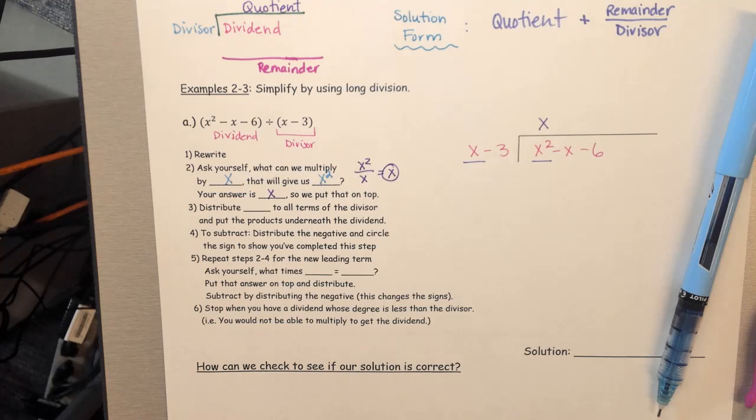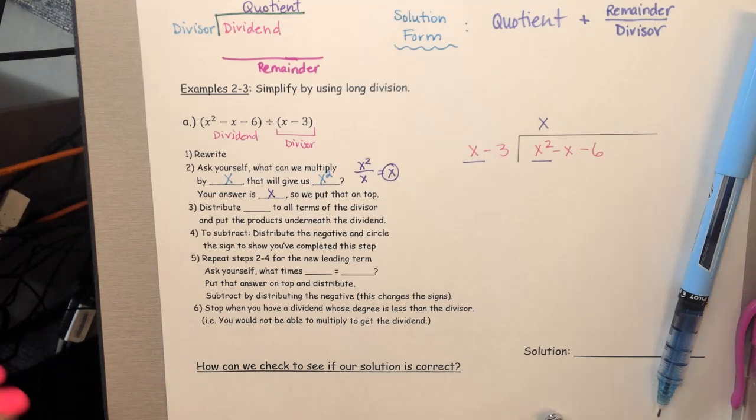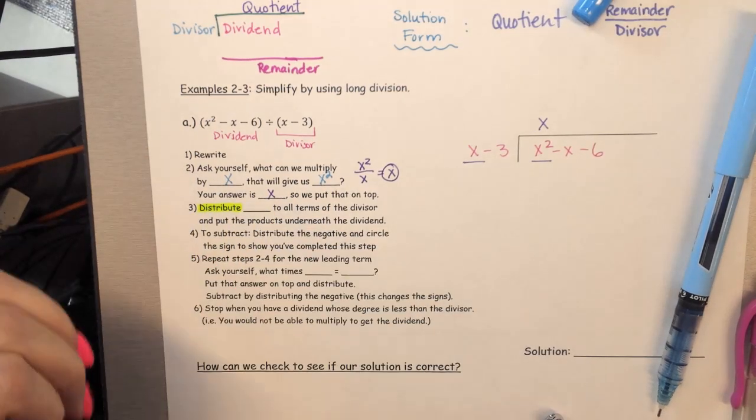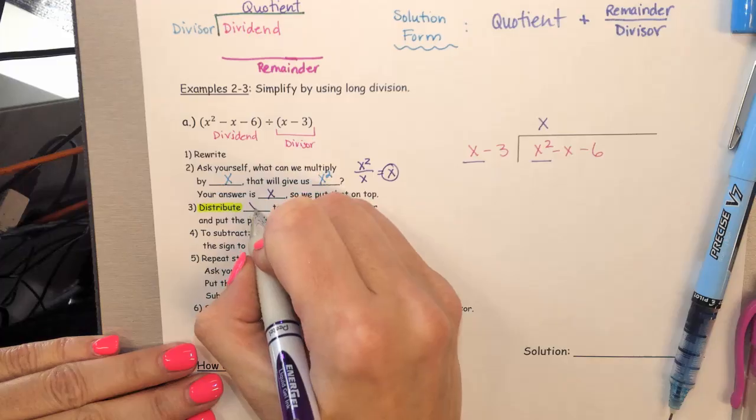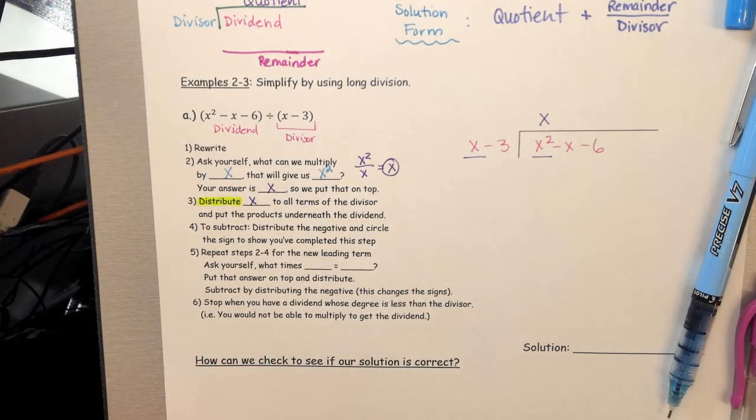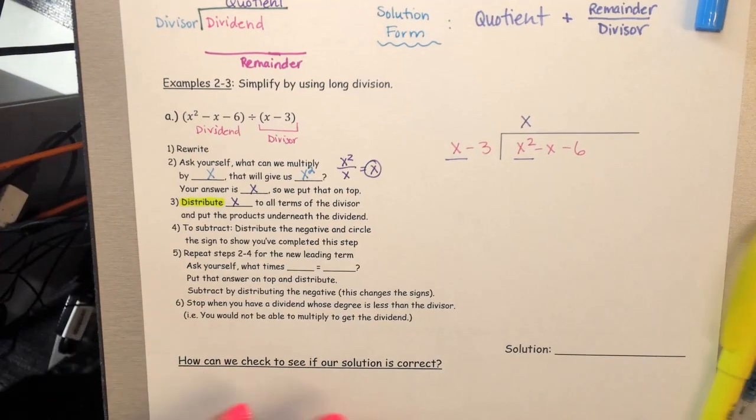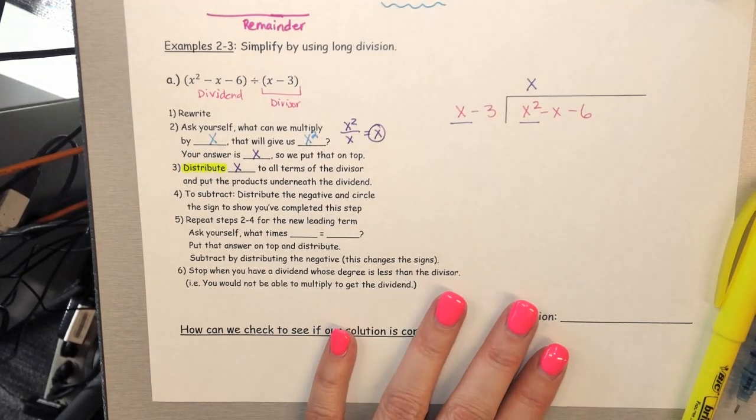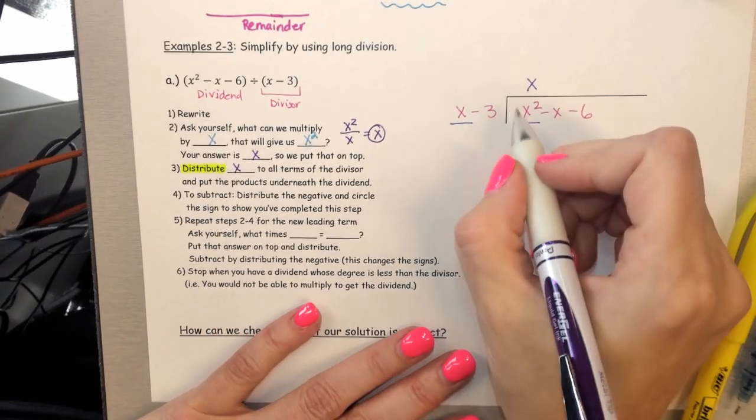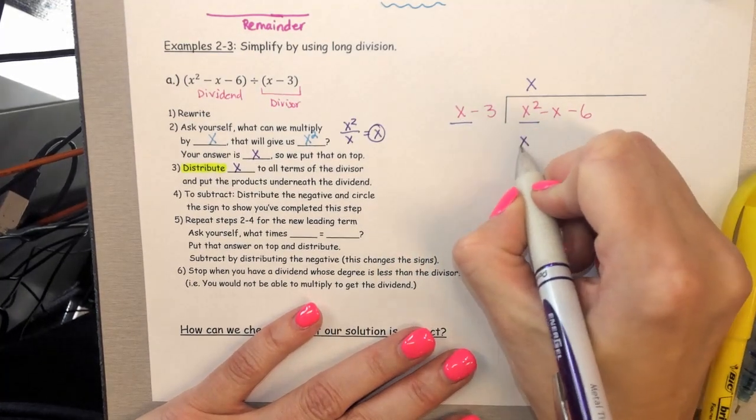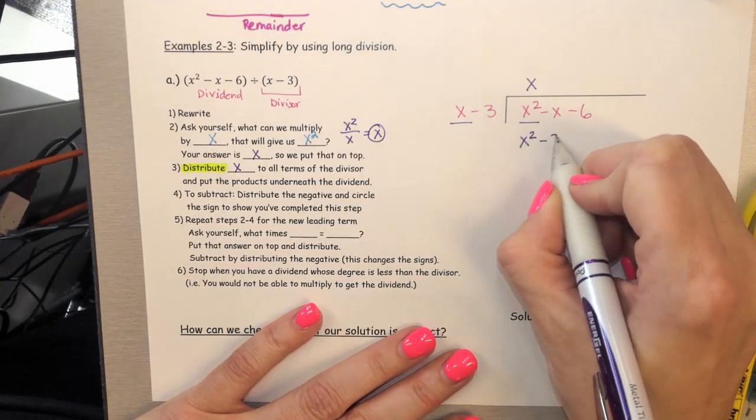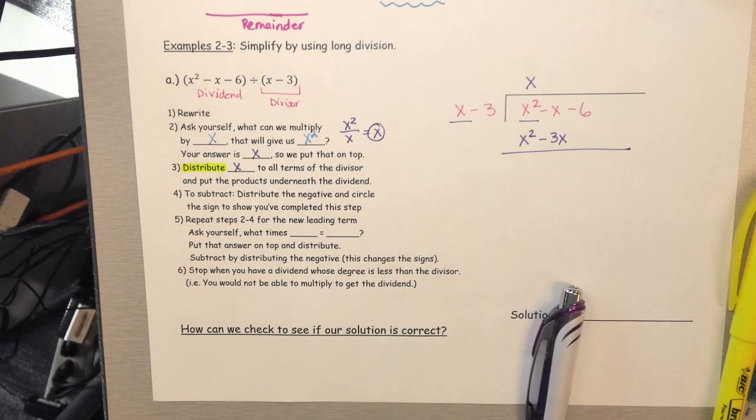All right, let's look at our next step. So our next step says that we are going to distribute. So we have to distribute that x to all terms of the divisor, and then we're putting the products underneath. Okay, so if you can just watch me for a moment, and then I'll give you a moment to fill that in. What I'm going to do is x times x to get x squared, x times negative 3 to get negative 3x. Okay, so now you can do that. X times x, put your x squared underneath, distribute, put that underneath. Okay, and we do want to line up those like terms there.